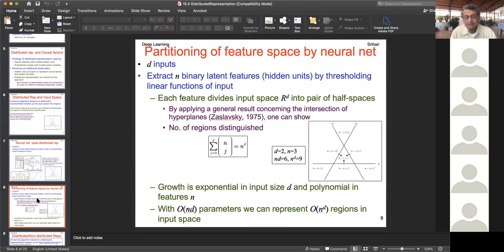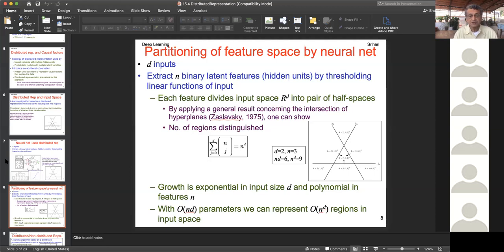So we can attach some numbers to this. We have D inputs, we have n binary latent features or hidden units, and each feature divides input space R^D, that's a d-dimensional space, into a pair of half spaces, right? With a plane that divides it into two parts. And one can show that the number of regions created by the intersection of a set of n hyperplanes, right? That's what we have, n binary latent features, can be described.